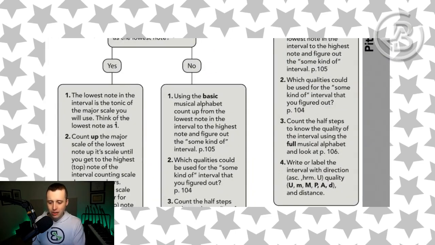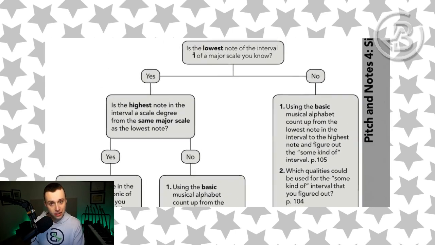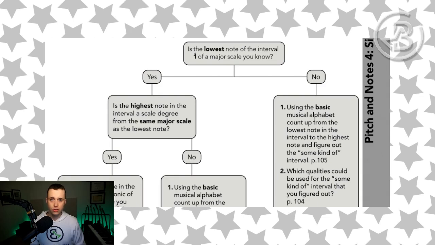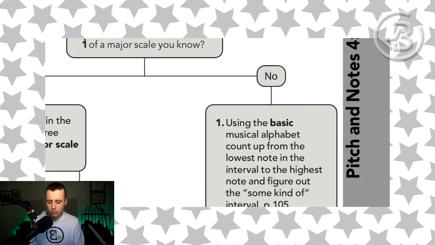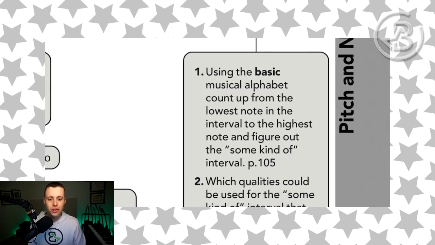Now, what happens if the lowest note in the interval is not scale degree 1 of a scale you know? What if the lowest note of the interval is an F? Or how about a G? Or how about an E? You know an E natural minor scale, you don't know an E major scale just yet. So the answer to that is no. So your next step is to use the basic musical alphabet to get some kind of interval.